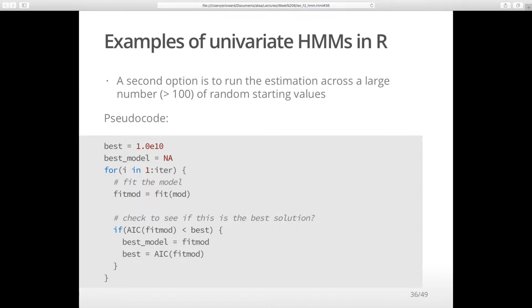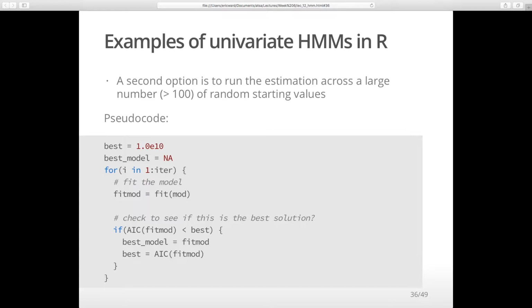So a second option, which I think is pretty robust, though not the most efficient, is that we can start the model from a large number of different starting values, and then record the best fit across all of the models that run to convergence.